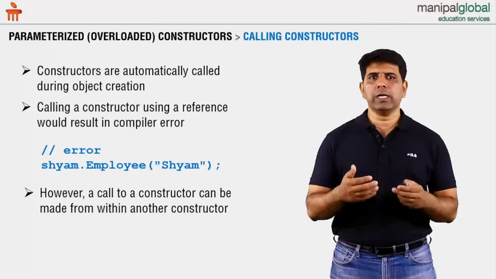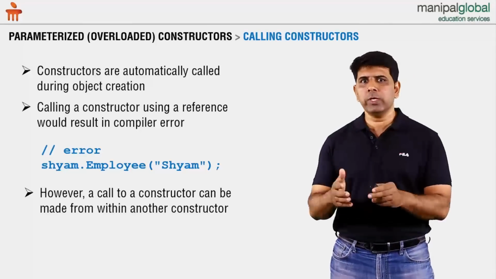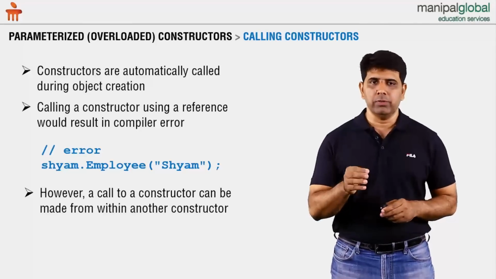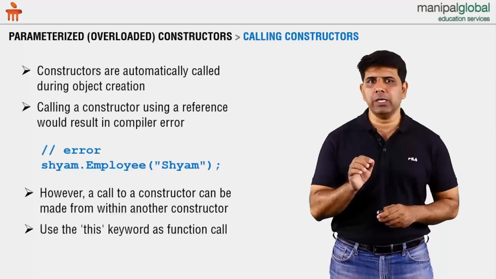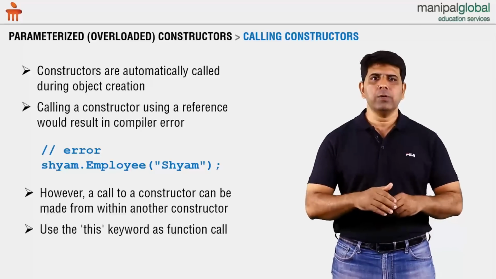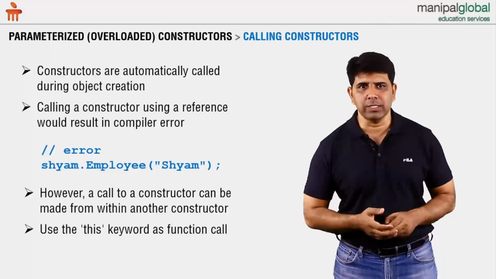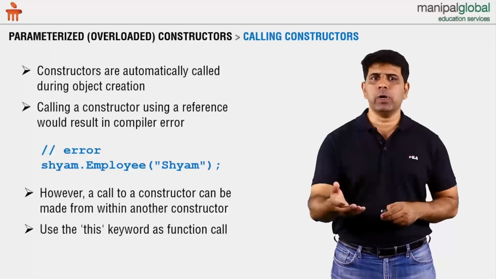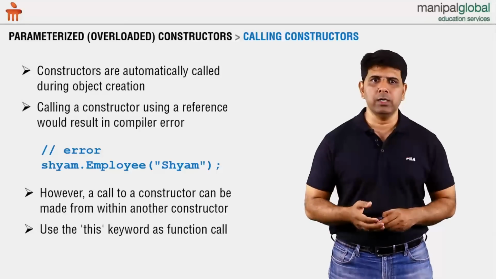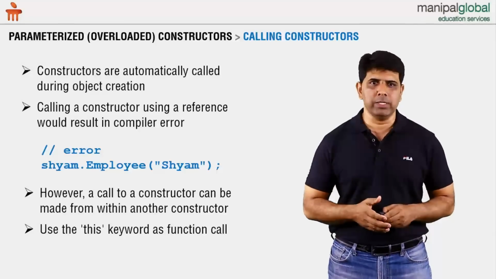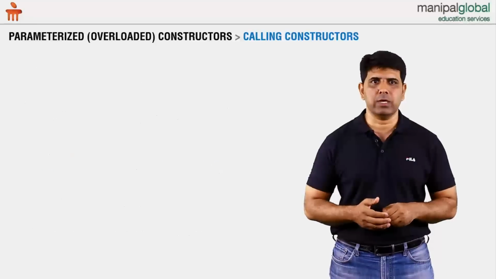However, a call to a constructor can be made from within another constructor. This can be done with the help of the keyword this, as if you are calling a function called this. It looks for a corresponding parameterized constructor, depending on whether such a parameterized constructor exists or not.